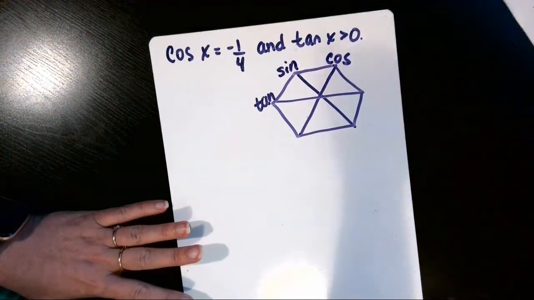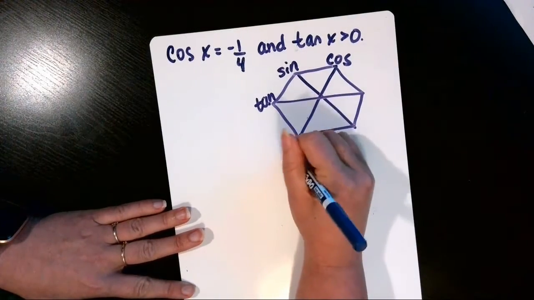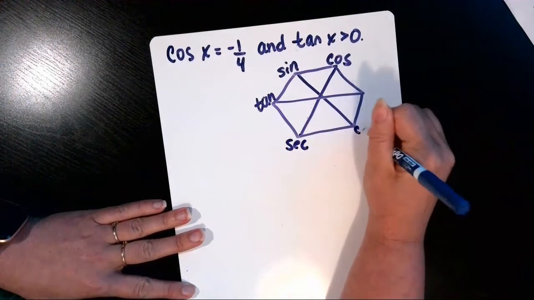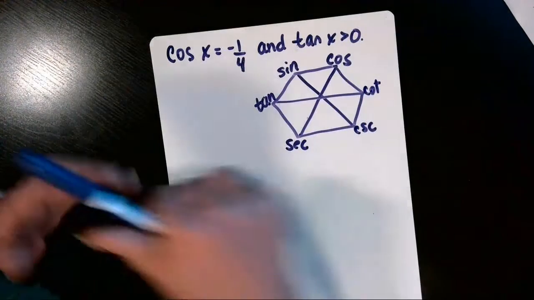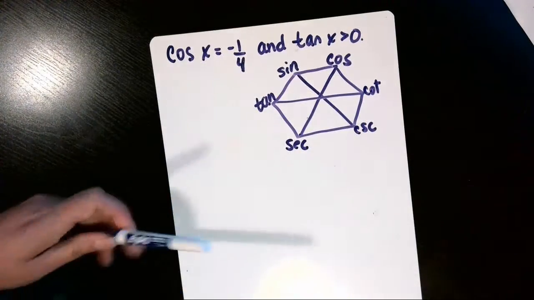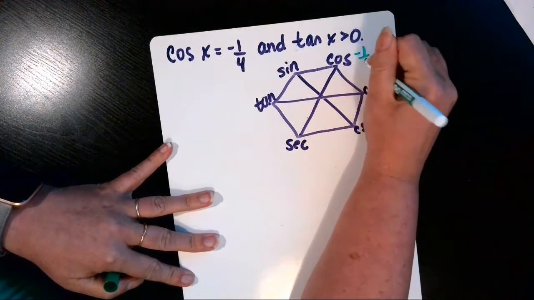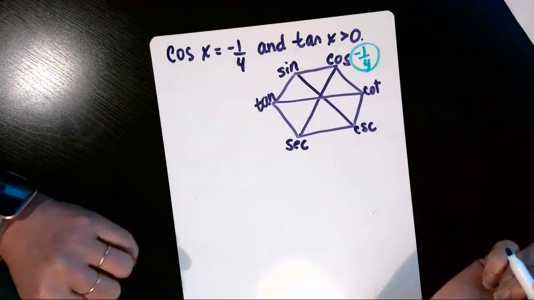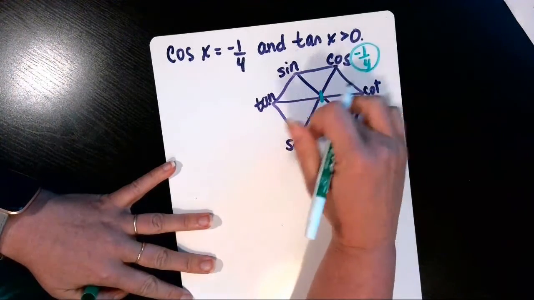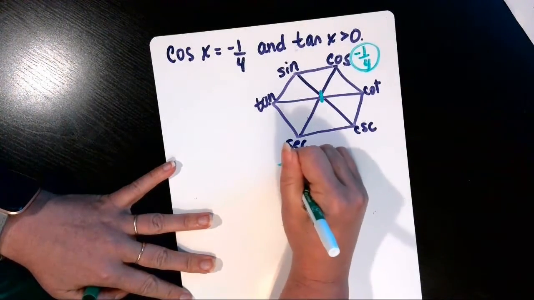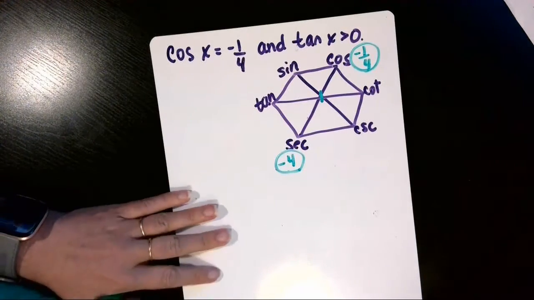Then we use our reciprocal identities to get the other corners. So cosine's reciprocal is secant, sine's reciprocal is cosecant, tangent's reciprocal is cotangent. And then I'll switch colors here so we can keep track of what we know. And the cosine was given as negative 1/4. So right away I can put that in the second and then do my reciprocal. So the reciprocal of cosine is secant, which means secant is the reciprocal of negative 1/4, which is negative 4.